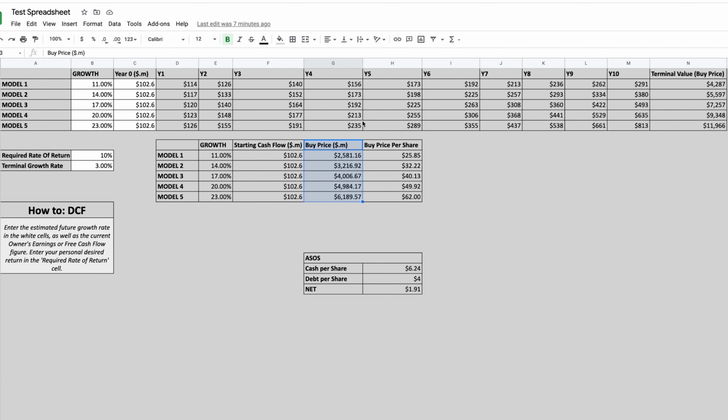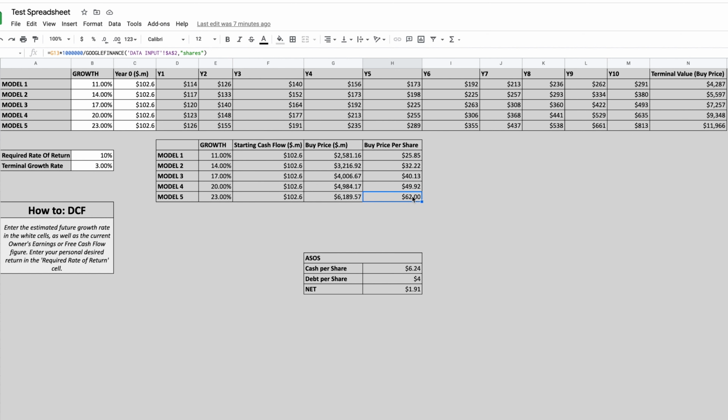I just haven't changed the currency in the spreadsheet. But you can see that gives us a buy price for the whole business. So that's somewhere between 2.5 billion to 6.1 billion pounds. It then calculates it on a per share basis. On a per share basis, that's $26 to $62 per share.